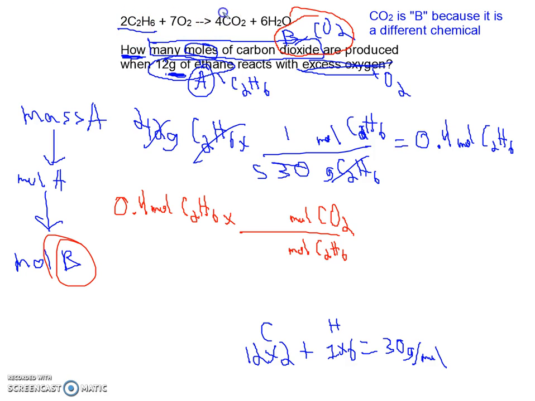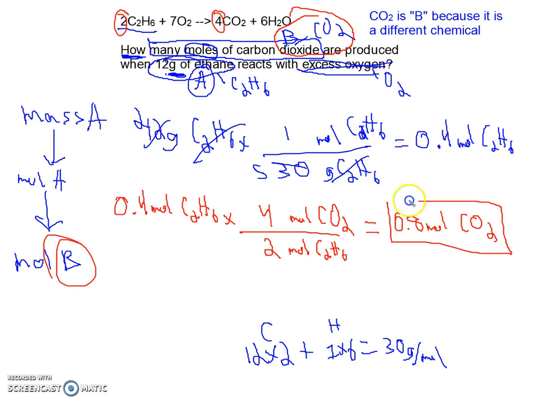There are 4 CO2s for every 2 ethanes. Wrong one, that should be 4. This is 2. So that reduces to 2, and you get 0.8 moles of CO2. All right, so 0.8 moles of carbon dioxide are produced.